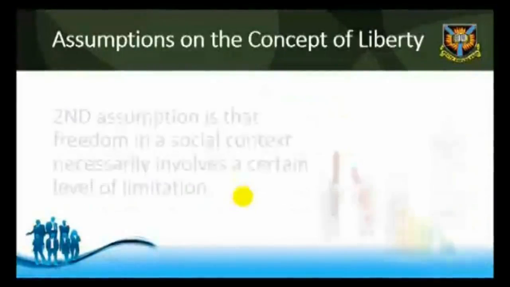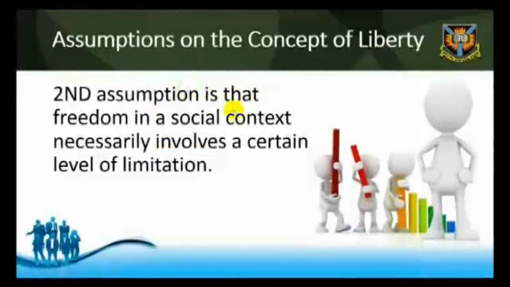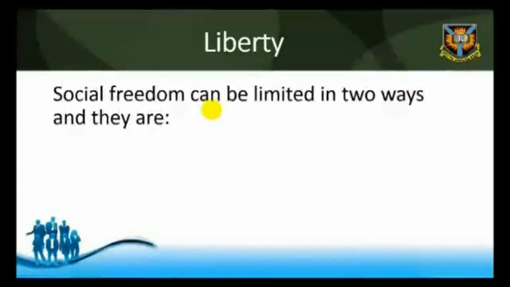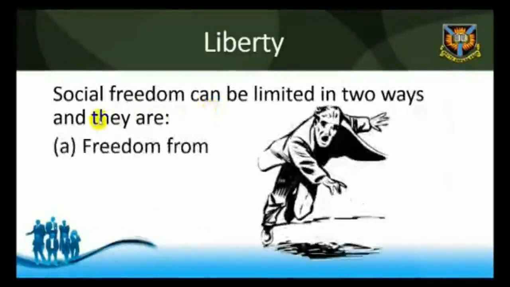2. The second assumption is that freedom in a social context necessarily involves a certain level of limitation. This goes with the general saying, which says that where one's freedom ends, another person's freedom begins. Social freedom can be limited in two ways, and they are A. Freedom from, and B. Freedom to.